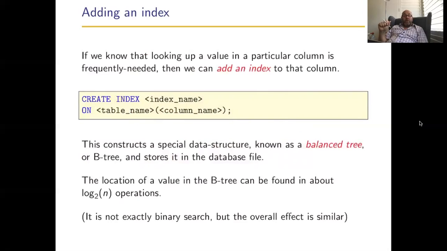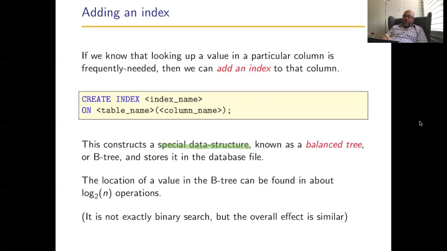If we know that we're going to be looking up something very quickly, then we can add an index to the column. That says, compute for me this special data structure, which is called a balanced tree or a B tree, and store that with the database in the same file. So this is an extra data structure, an auxiliary data structure, but it is stored along with the data in the same file, and SQLite sorts all the details out.